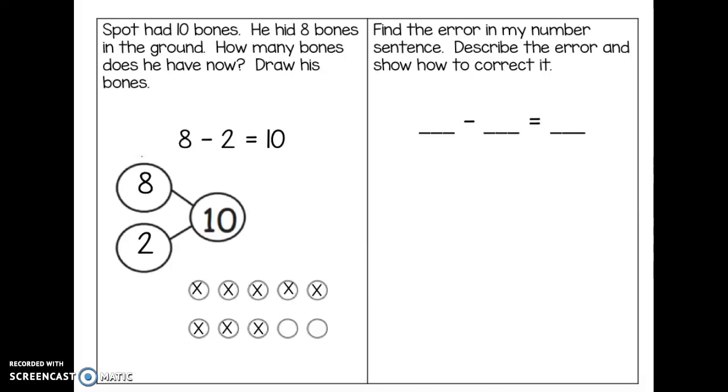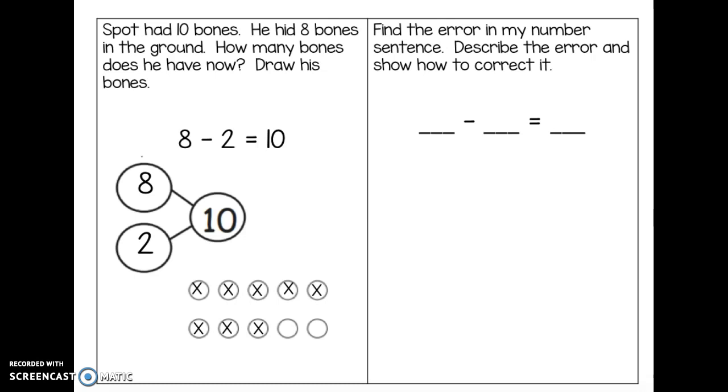It's time for looking at some math problems again together. This time, I want you to pay close attention to my number sentence. You need to get your paper that has this word problem at the top and a dry erase marker.